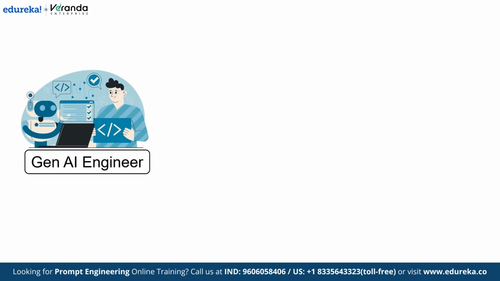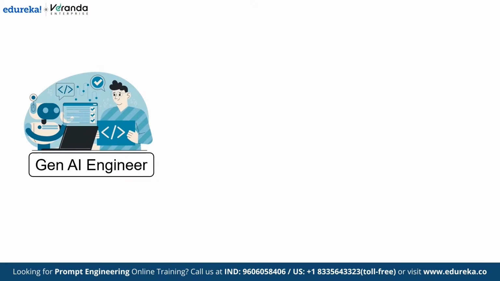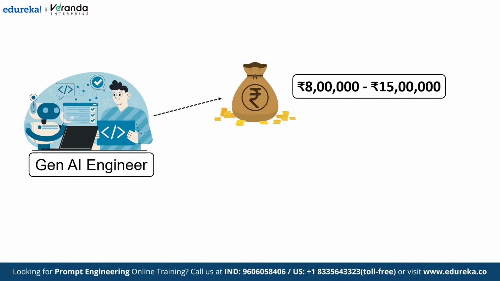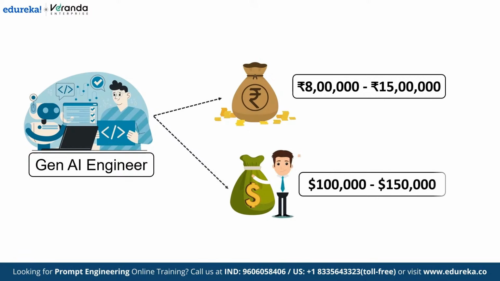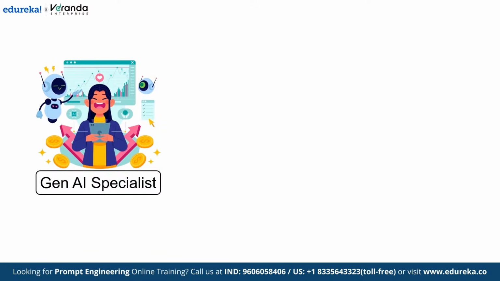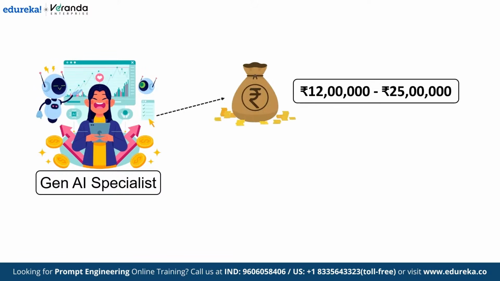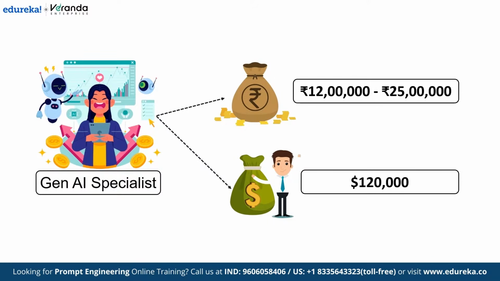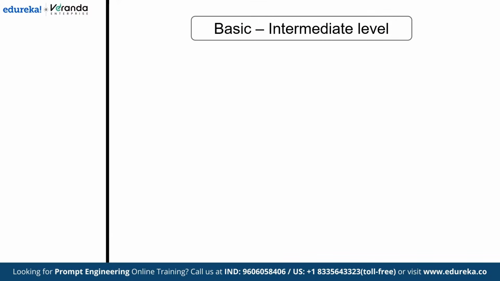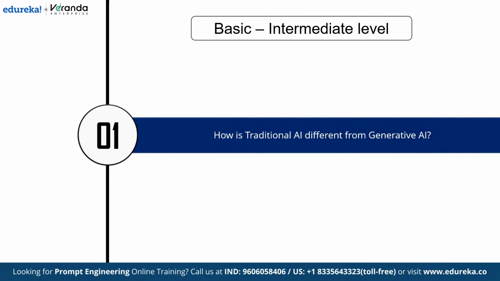And in terms of salary, Gen AI engineers in India earn between 8 lakhs to 15 lakhs annually, while in the United States, they earn between $100,000 to $150,000 annually. Similarly, Gen AI specialists in India earn between 12 lakhs to 25 lakhs per year, while in the United States, they earn an average salary of $120,000 annually. So, as these roles grow, the competition for jobs increases, so preparing for interviews is crucial. So let's get started with our first question, that is, how is traditional AI different from generative AI?